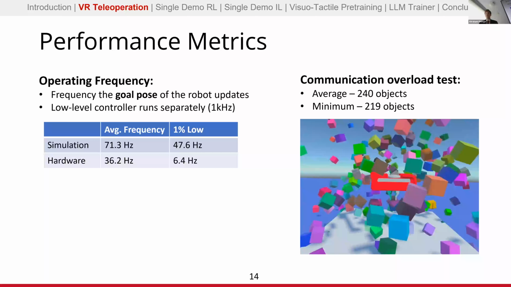The low-level controller operates separately at 1 kilohertz, so we don't have to worry about feedback, etc. Then additionally, we did a communication overload test, and we found that our system was able to handle 240 separate moving objects before running into issues, so it is fine for handling multiple objects in the scene.